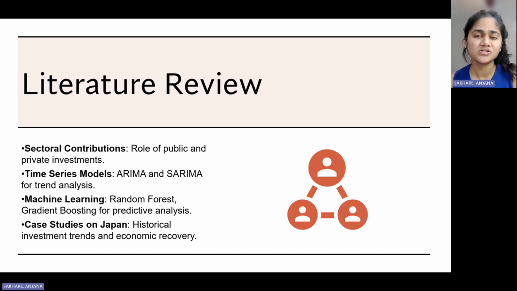So coming to the literature review, various methods by which private and the public investments impact construction patterns are described, while machine learning techniques such as the random forest are better than others for forecasting. ARIMA-like models are rather helpful for the pattern detection. Many of these concepts are elaborated upon in the study for better forecasting and trend analysis.